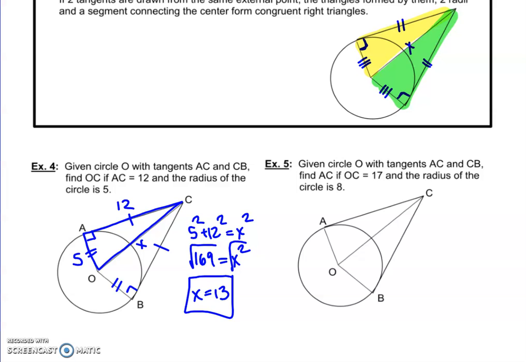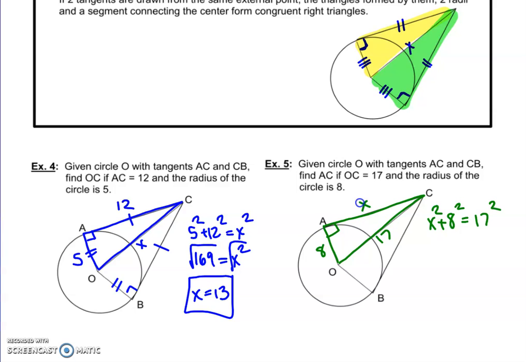Example 5 is similar, a little bit of a twist here. Again, it says given circle O, so it's the exact same diagram. Tangents AC and CB, find AC. So now I need to find this side. If OC is 17 and the radius of the circle is 8, we are again going to use Pythagorean theorem, but this time x is one of the legs. So we have something that looks like x squared plus 8 squared equals 17 squared.